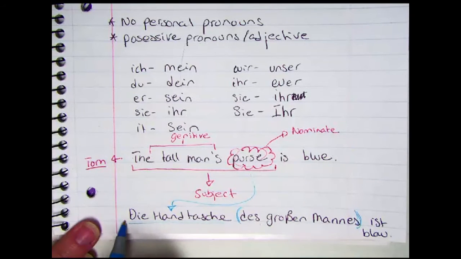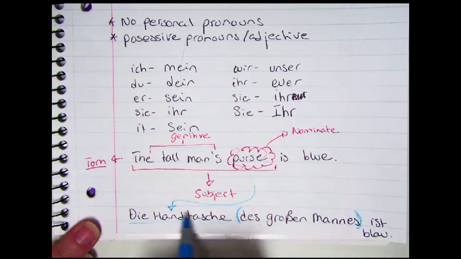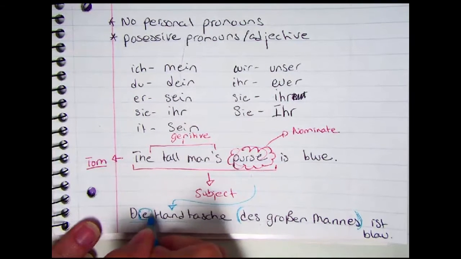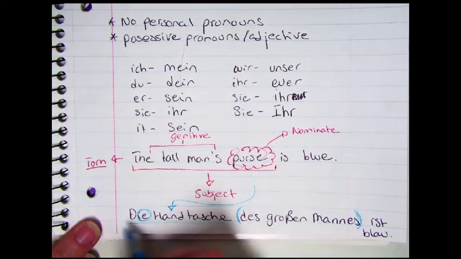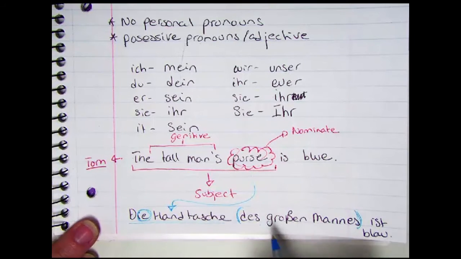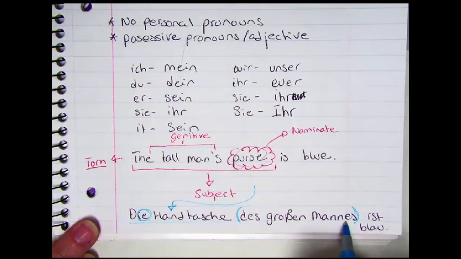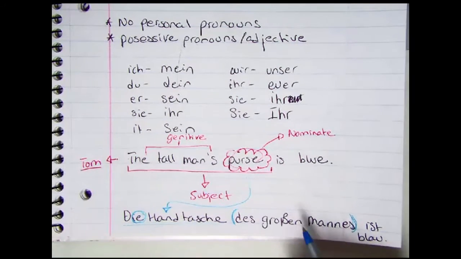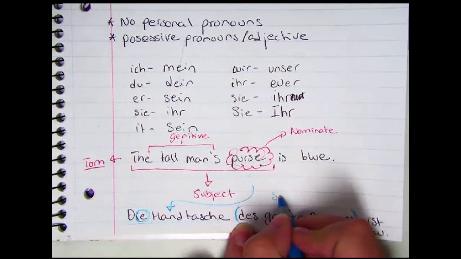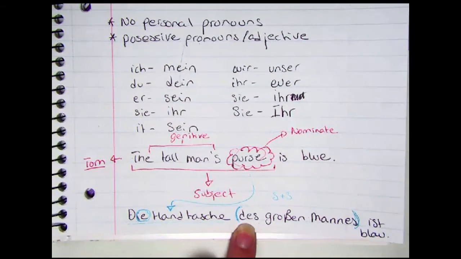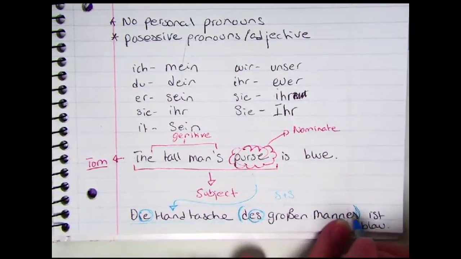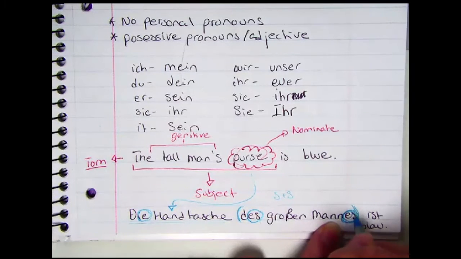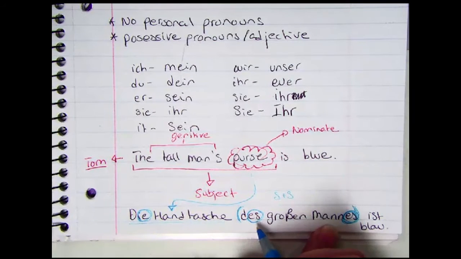So you have die Handtasche, which is completely nominative, so you have a primary ending here. And there's no modifier, so I can't show you secondary endings. And then you have des großen Mannes. So if you look at the case chart on the wall, you have S plus S. Mann is of course masculine, so you have S plus S. Here's one S. Here's the other S, right? That goes on the end of the actual noun.